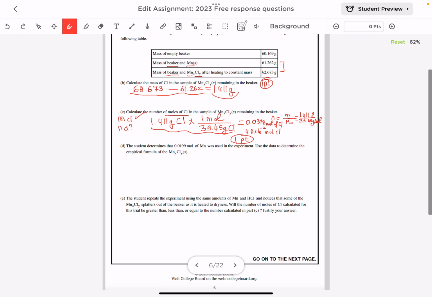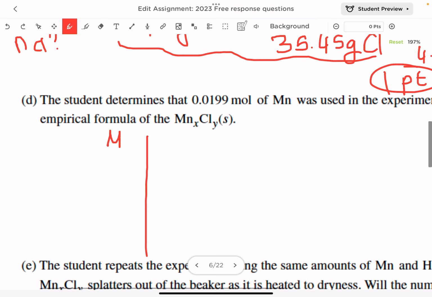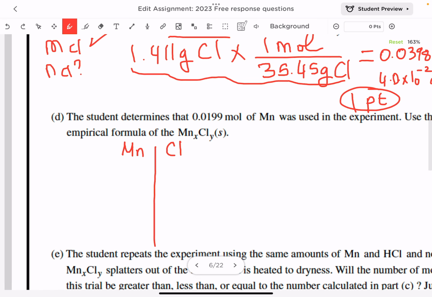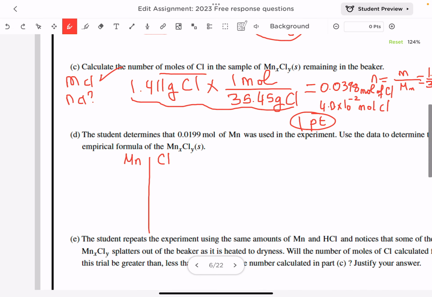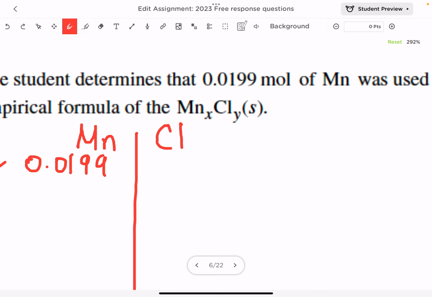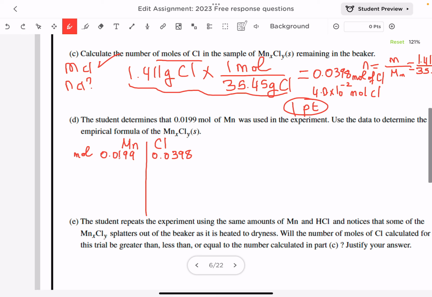Now, the student determines that 0.0199 mole of manganese was used in the experiment. So let's see now what we have. I have manganese and I have Cl. I have the mole of each one. I don't have to start from the mass because I have the mole already. They gave me the mole of manganese, 0.0199 mole, and I have the number of moles of Cl calculated just now. We need to use this data to determine the empirical formula of MnXClY.